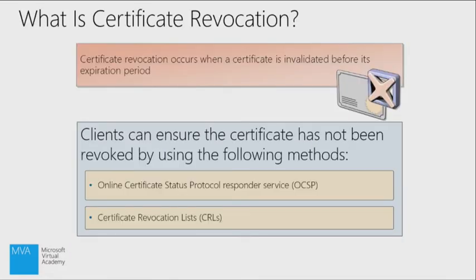Certificate revocation is what happens when I, as an administrator, decide that a certificate should no longer be valid. That could be for any number of reasons: a user no longer with the organization, a computer taken offline. There are various reasons for a certificate being revoked. Clients can ensure the certificate has not been revoked by using the following methods: the Online Certificate Status Protocol Responder Service, or the Online Responder, or the Certificate Revocation List.